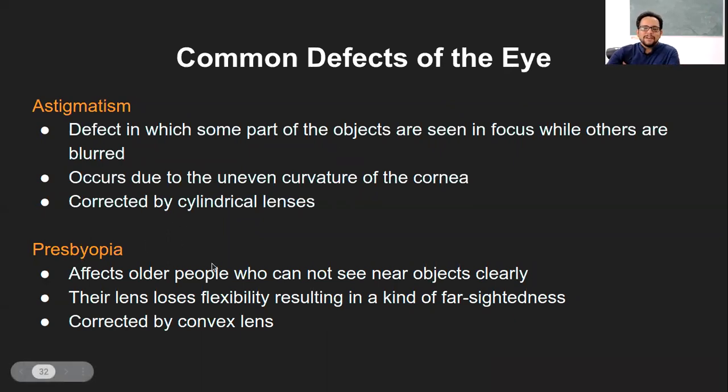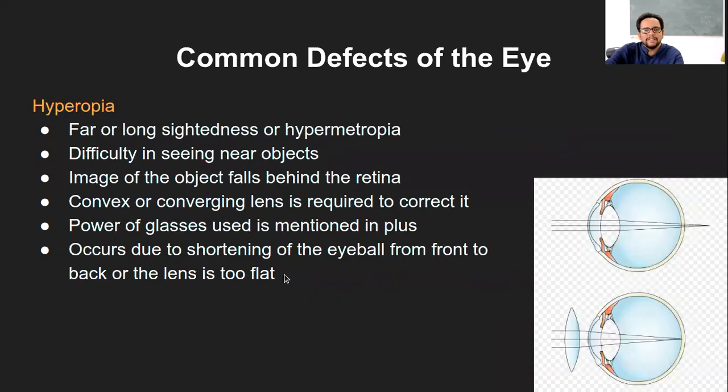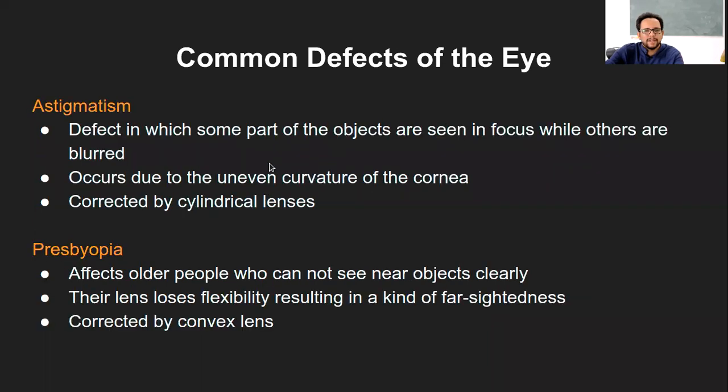Then presbyopia. Again, this is a situation similar to the one seen earlier. This specifically affects older people who cannot see near objects clearly. That means this situation is like hyperopia, difficulty in seeing near objects, right? But this specific condition is related to the age of a person, and that is what is called presbyopia. Presbyopia can only happen in older people, and hyperopia can happen in infants.